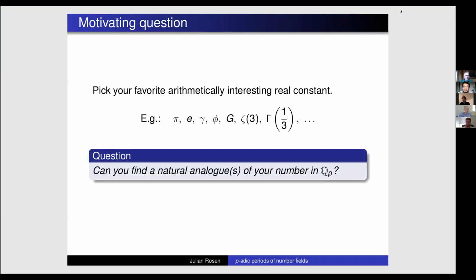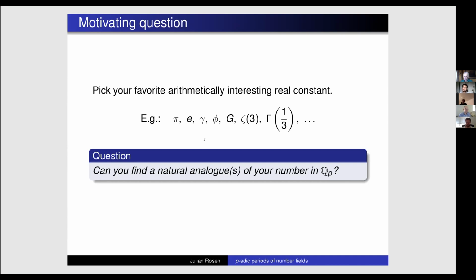Okay. So I want to start with a sort of a broad question. Take your favorite real number, and I'm thinking of something arithmetically interesting. I listed here some examples of the kind of numbers I'm thinking of. Pi and e, of course, everybody knows that. Euler's constant gamma, the golden ratio is interesting. This G here is Catalan's constant that shows up. There are also special values of the zeta function, gamma function, this kind of thing, and there are many others. So this is just a sample of the kind of numbers I'm thinking about.